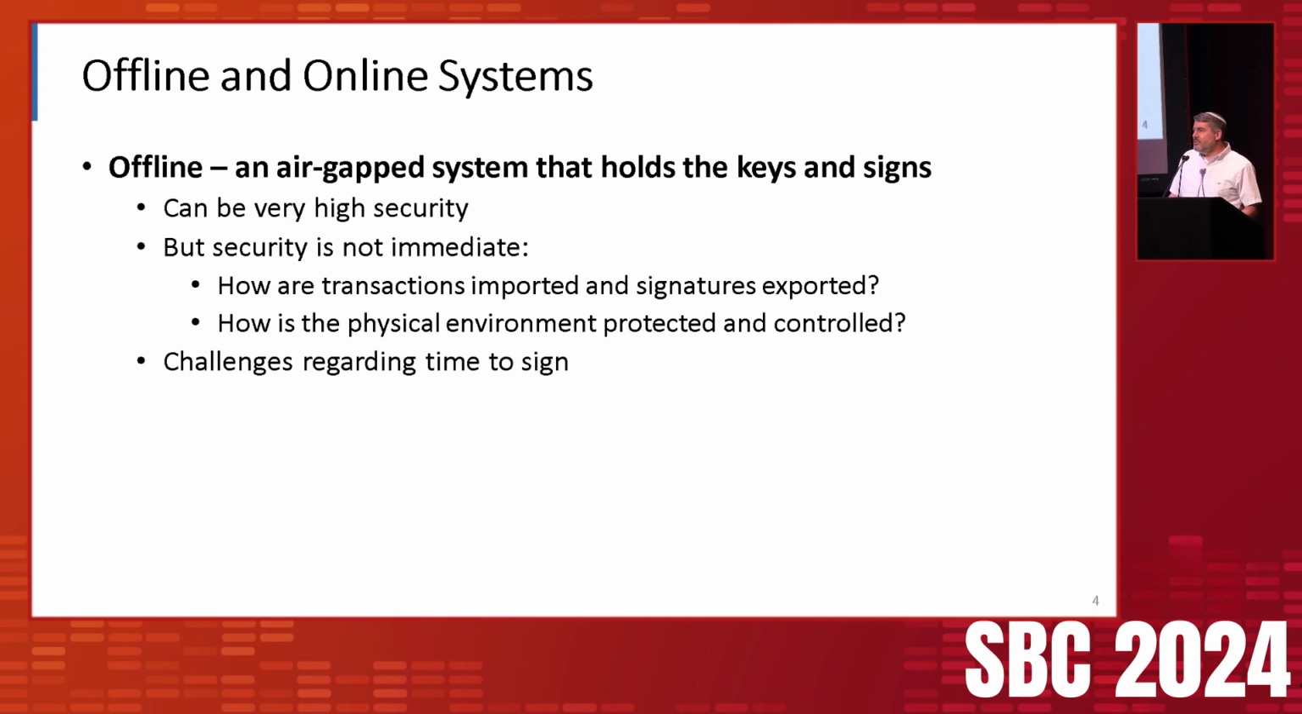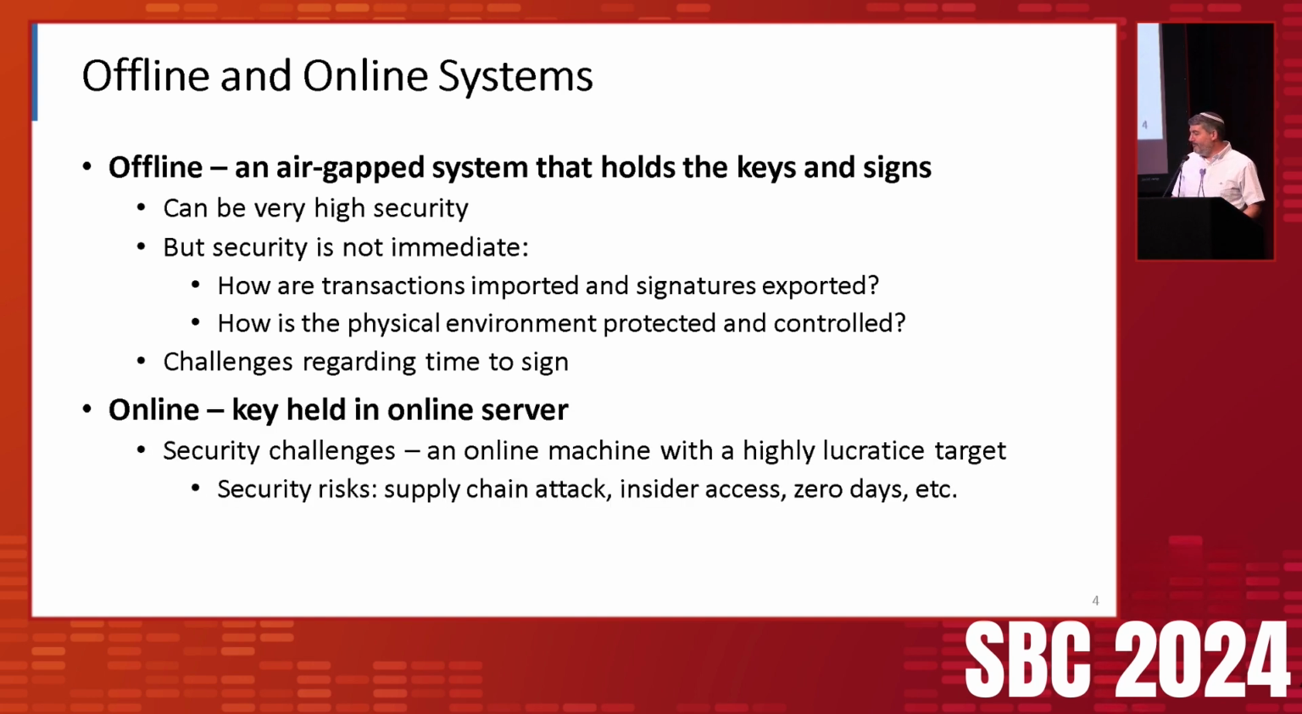And offline systems generally result in challenges regarding time to sign. And there's also a very clear trade-off: the more controls we have around it, the more this will increase time to sign. And that can be a problem with SLA, because what's crucial is to protect the keys, but also to enable people to do business. If people can't transact quickly, then this is going to be a very big problem.